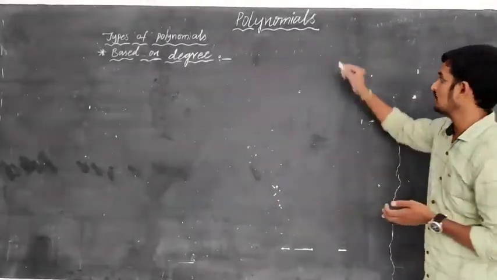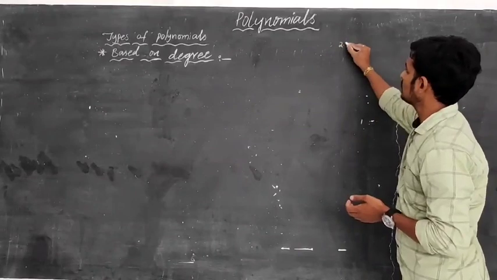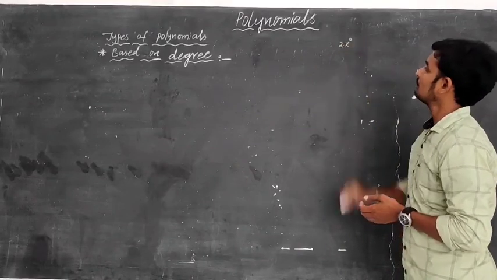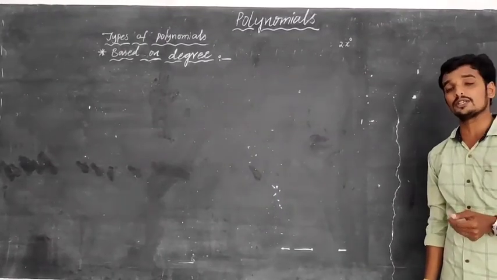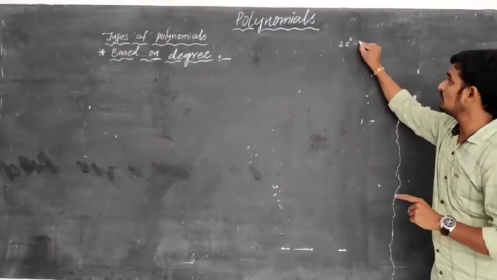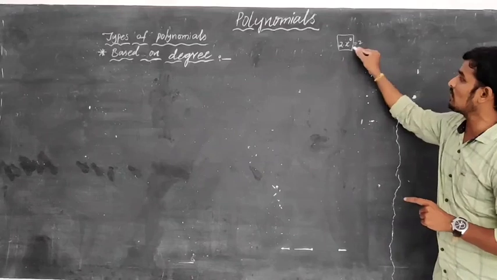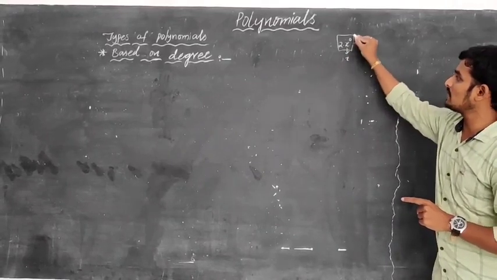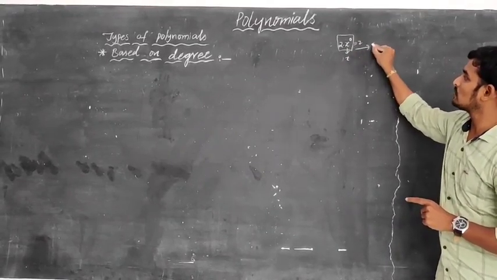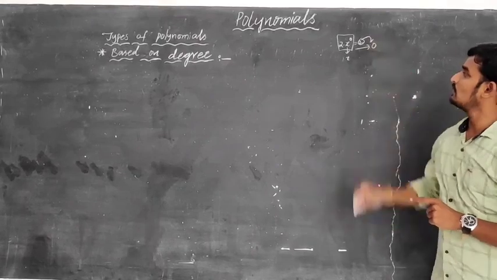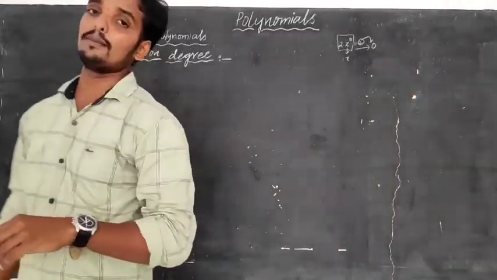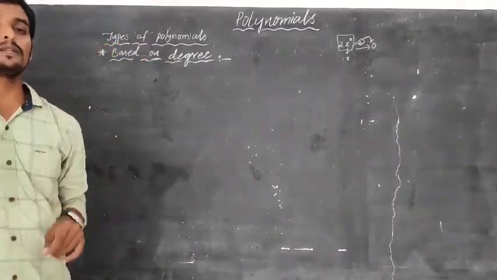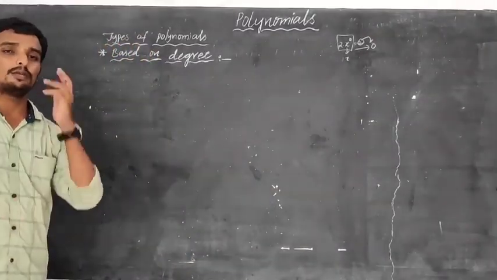How is it? For example, if you have 2, I am writing beside it x to the power of 0. 2 into x to the power of 0. Anything to the power of 0 is equal to 1, so it becomes 2. What is the variable here? x. What is the power of x? 0. So the degree of 2 is 0. The degree of a constant term, simply the degree of a number, is 0. You can keep that in your mind.